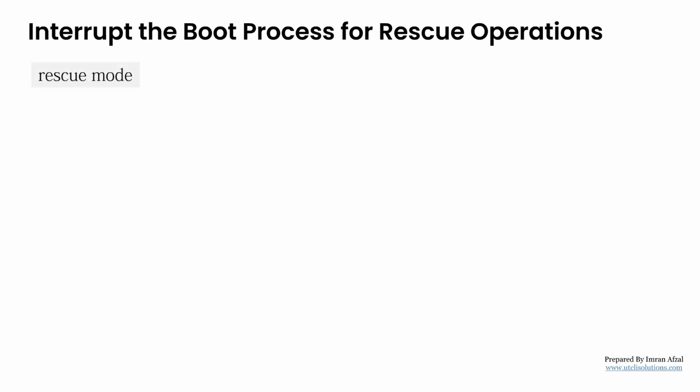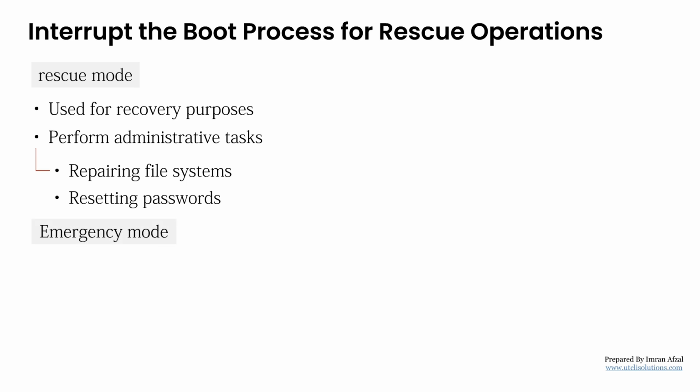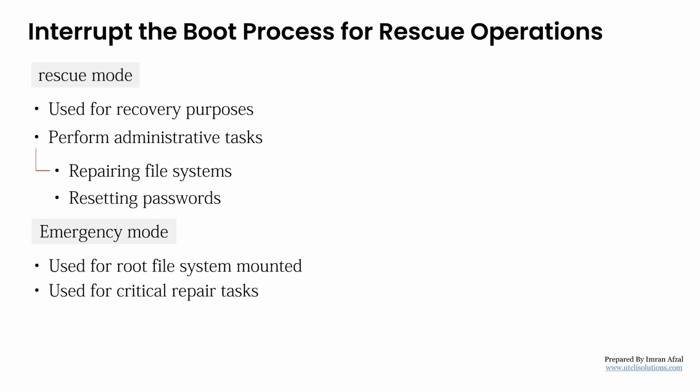Now about rescue mode. Rescue mode is a minimal environment mainly used for recovery purposes. It allows you to perform administrative tasks such as repairing file systems or resetting passwords when the system can't boot normally. Emergency mode is even more minimal than rescue mode. It gives you the most basic environment with only the root file system mounted. It is mainly used for critical repair tasks when almost nothing else is working. Now let's begin our practical demonstration.